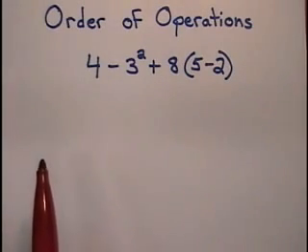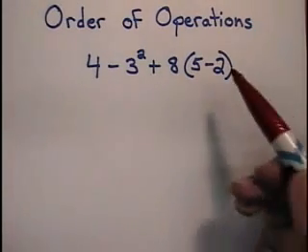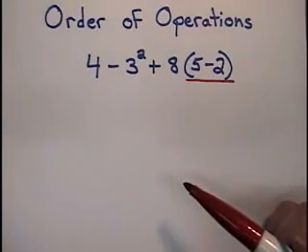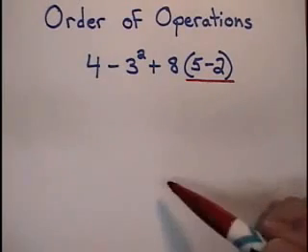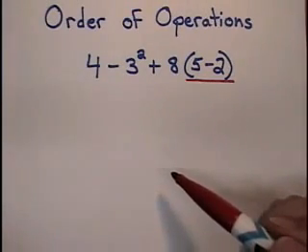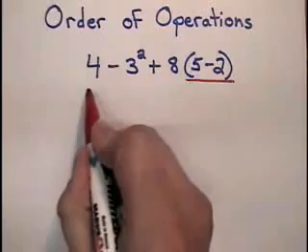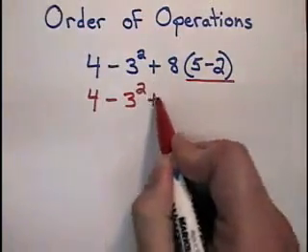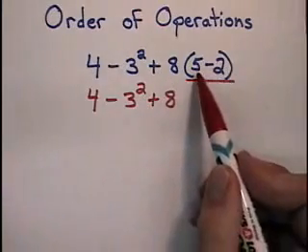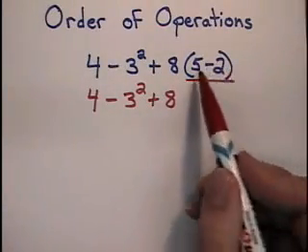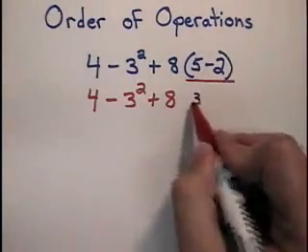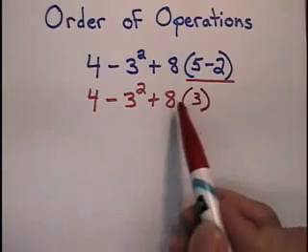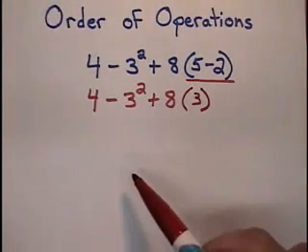P, for please, actually stands for any grouping symbol. Grouping symbol in this problem would be the parentheses that are holding the 5 minus 2. So whatever is inside the parentheses is what we're going to calculate first in this problem. Leave everything else in the problem alone. When you get to the parentheses, go ahead and evaluate the value 5 minus 2, which is 3. Now, leave the parentheses because the parentheses were there to show multiplication by the 8.